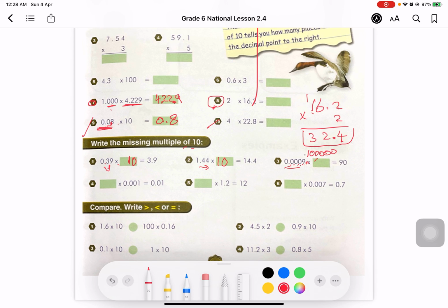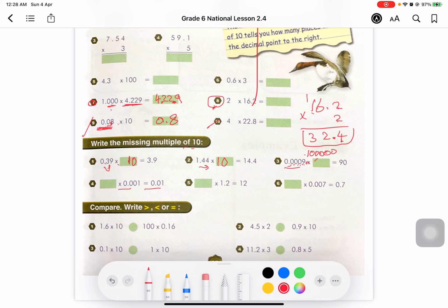Now let's do this. You have this number, you have this number. I need to know how you are going to solve this question. Listen, you move your decimal. Look where the decimal becomes now.